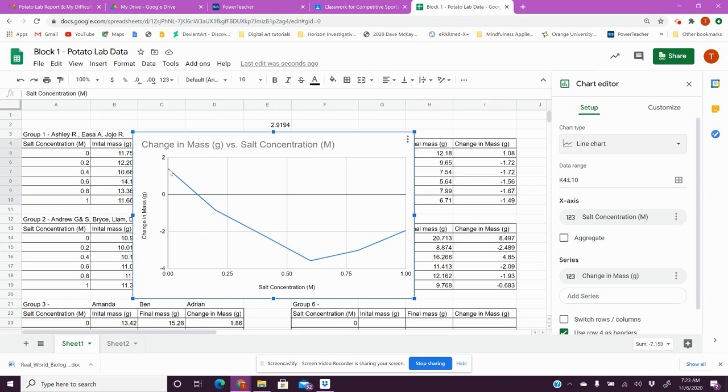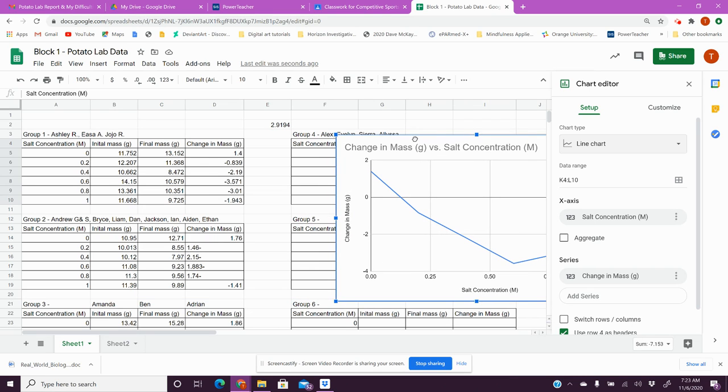If it's gaining water over here, it tells me osmosis is taking over and water is being added into the potato. If it's down here where it's losing mass, it tells me that water is being sucked out of the potato and into the solution to try and balance out the concentration of salt in the water versus inside the potato.